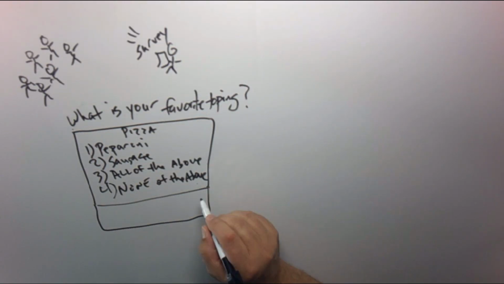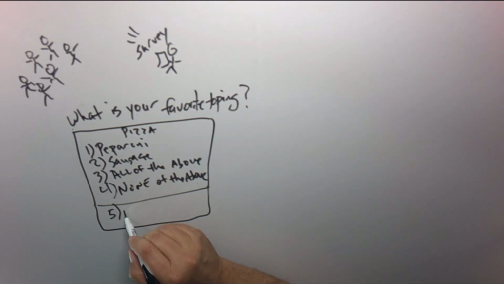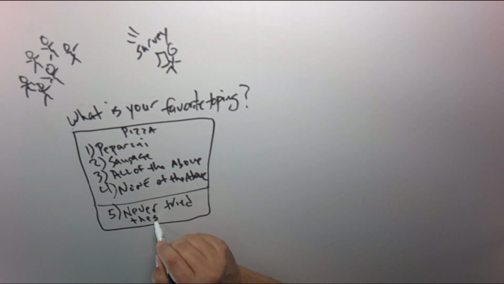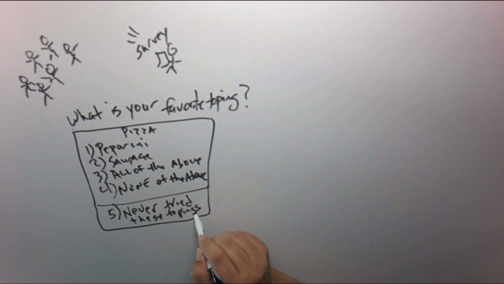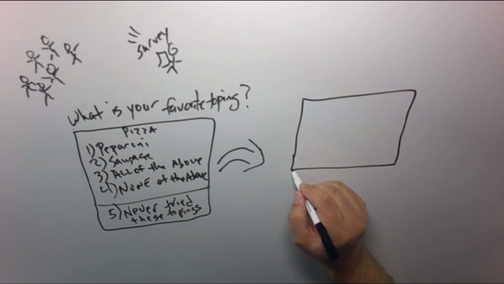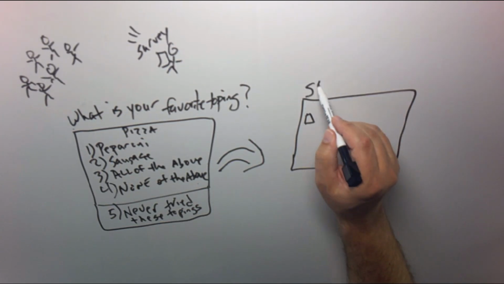But that doesn't cover all of the possible choices. Choice number 5 could be, I've never tried any of these toppings. There might be somebody out there who's never eaten pizza, and that needs to be an option when you go and do a survey. So how would this apply to our typical ballot?